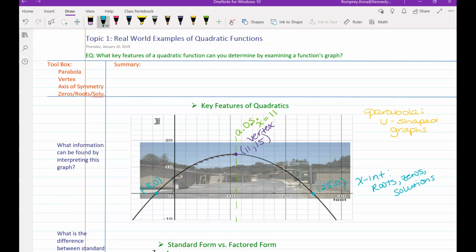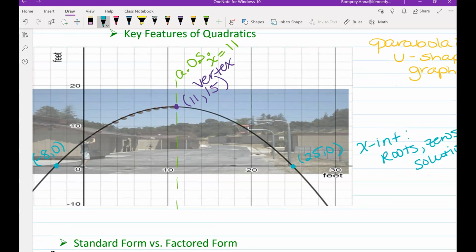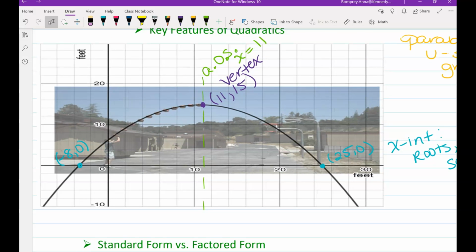So what information can be found by interpreting this graph? Okay. Well, by interpreting this graph, I look at my picture in the background. All right, I got somebody shooting a basketball. So what information? So my y-intercept, that's where he releases the ball. Okay, so that's one piece of information. I could find out the maximum height of the ball. It came up to about 15 feet.